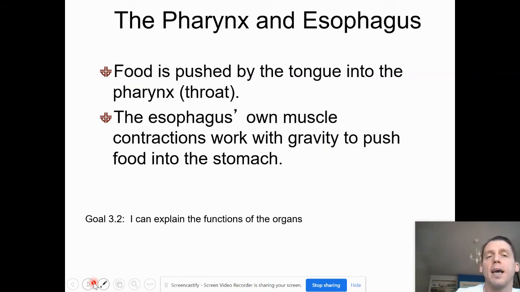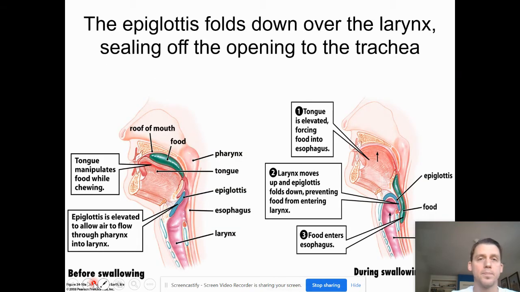All right, what happens after you chew up the food in your mouth? It is pushed by the tongue into your pharynx, that is your throat, and then the esophagus is going to contract its muscles and move the food into your stomach. Here we have an example of that happening. So the food is in green, your mouth has chewed it up, it is now like a mushy paste, and the muscles in your mouth and in your throat are going to squeeze the food down.